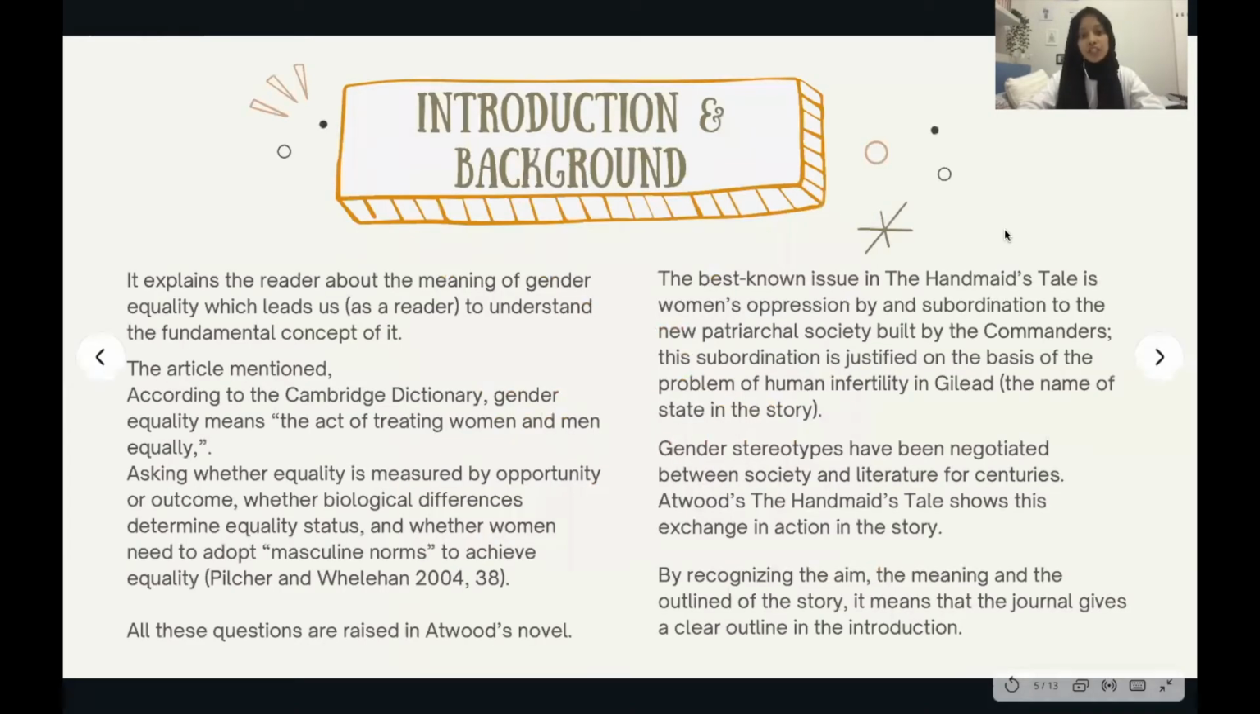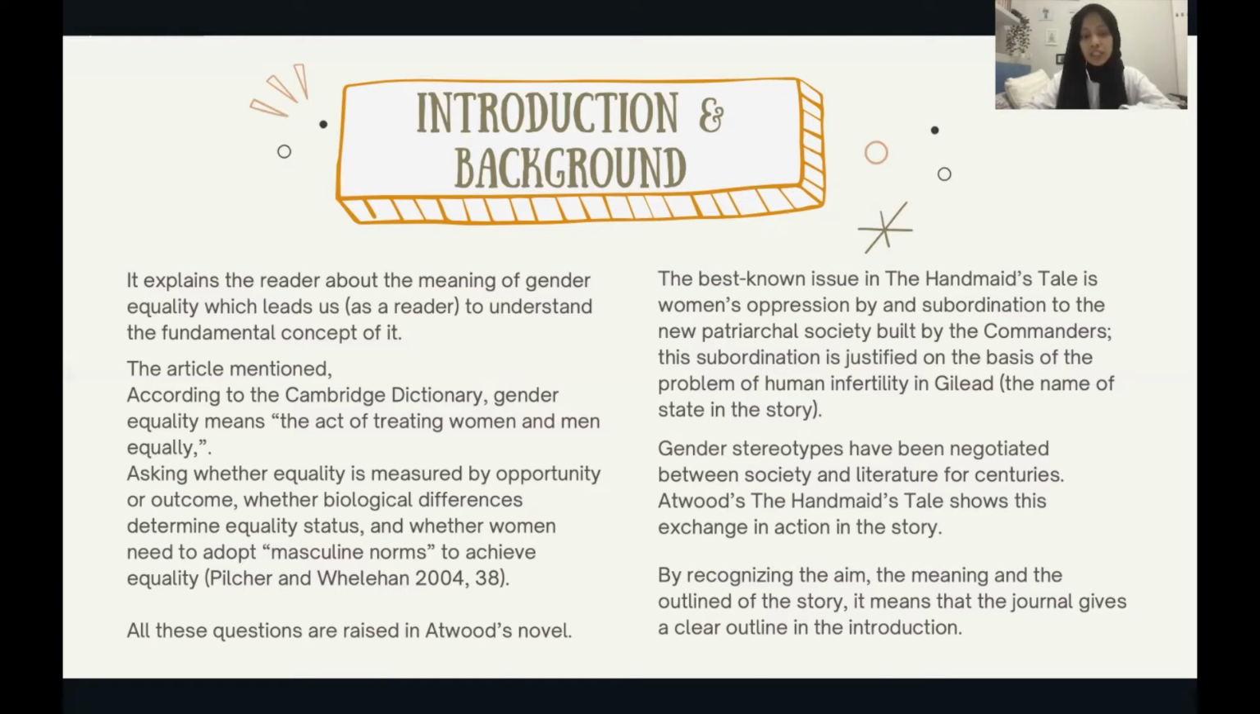And for the introduction and background, it explains to the reader the meaning of gender equality, which leads us to understand the fundamental concept of it. The article mentioned, according to the Cambridge Dictionary, gender equality means the act of treating women and men equally, asking whether equality is measured by opportunity or outcome, whether biological differences determine equality status, and whether women need to adopt masculine norms to achieve equality, from Pilcher and Wellington 2004.